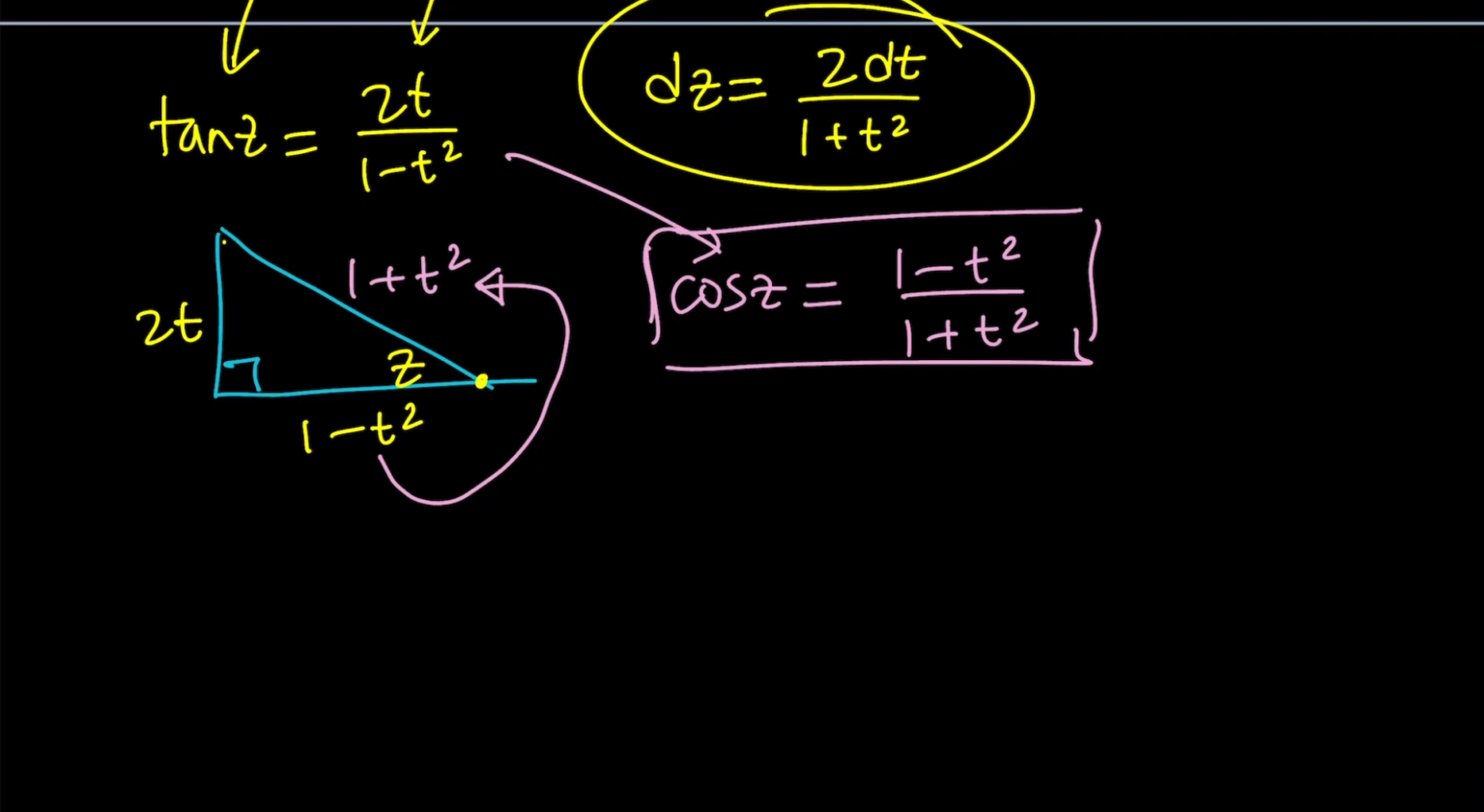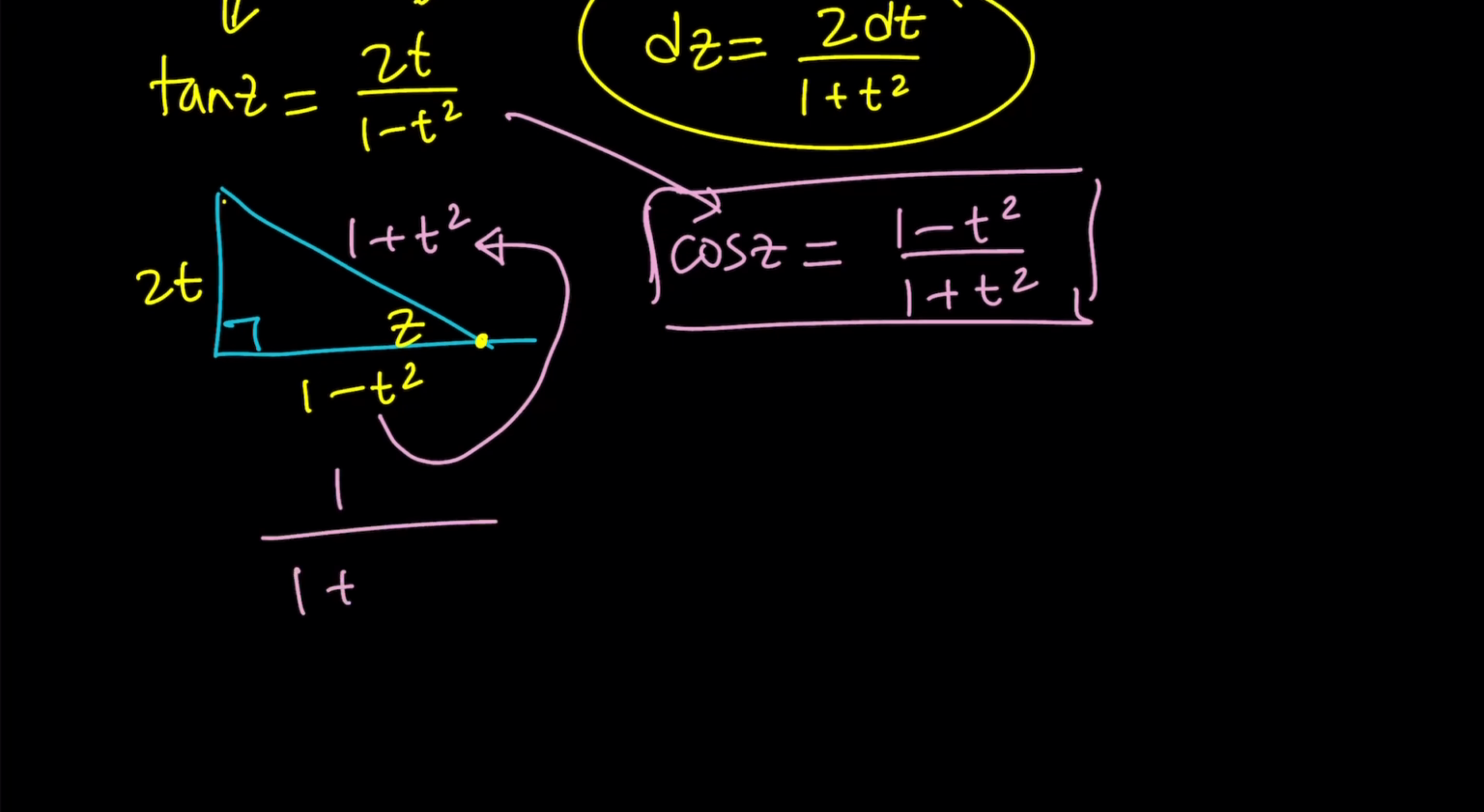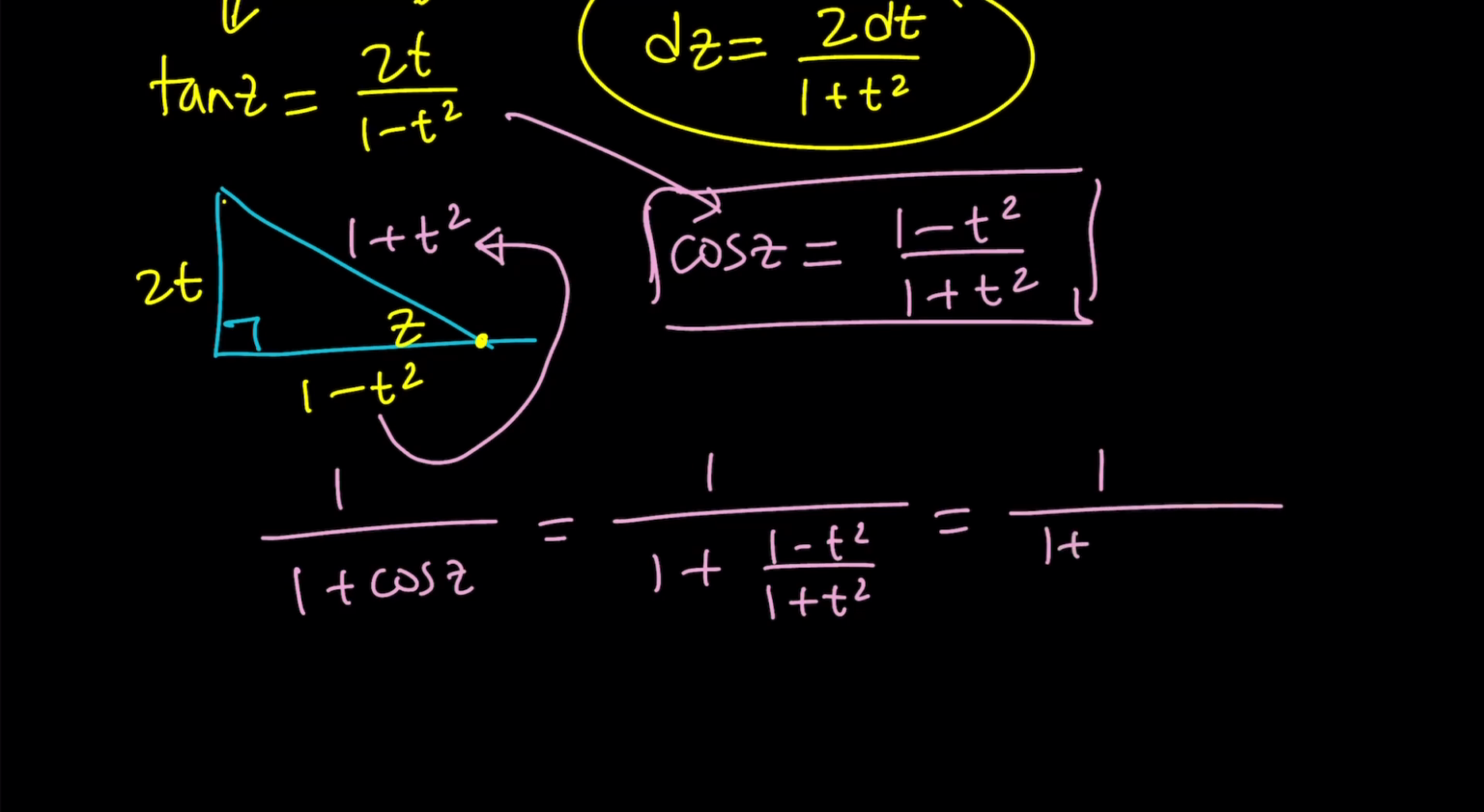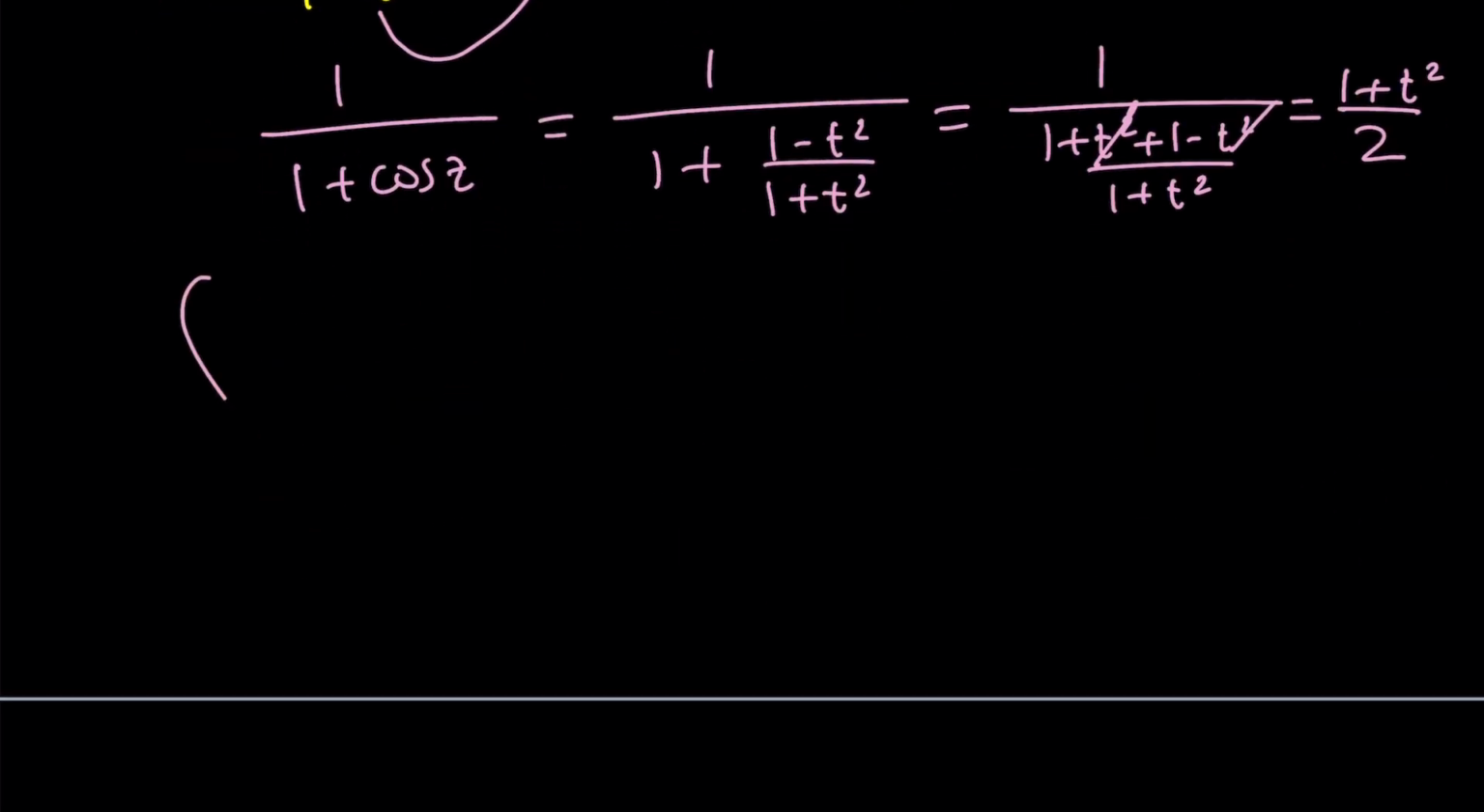So now we've got cosine z, but we do have 1 over 1 plus cosine z. So what is 1 over 1 plus cosine z? Let's go ahead and evaluate that. It's going to be 1 over 1 plus 1 minus t squared over 1 plus t squared. If you make a common denominator, it's going to be 1 plus t squared plus 1 minus t squared, divided by 1 plus t squared. The t squared cancels out, leaving us with 2 over 1 plus t squared, but that's the reciprocal. So this is just going to be 1 plus t squared divided by 2. So that's my 1 over 1 plus cosine z. Now remember, we were supposed to integrate this expression, right? But we also have dz.